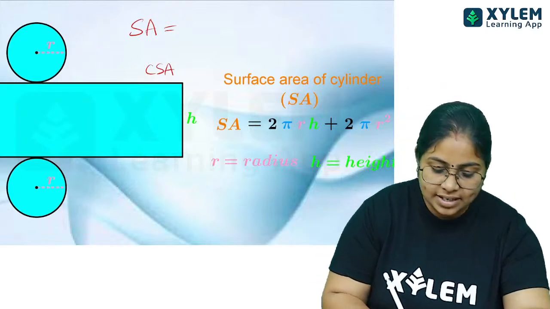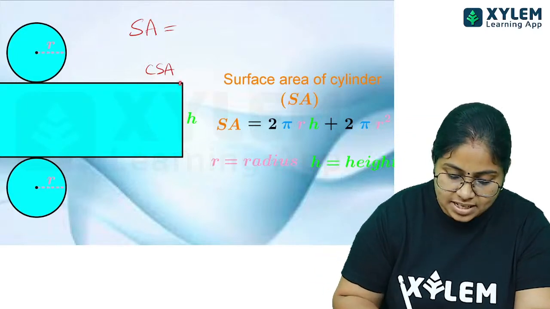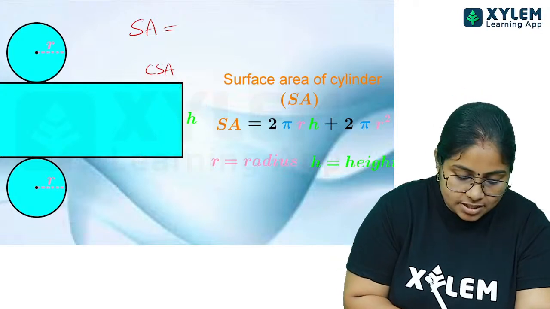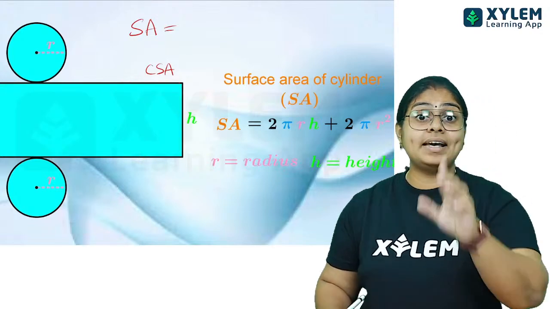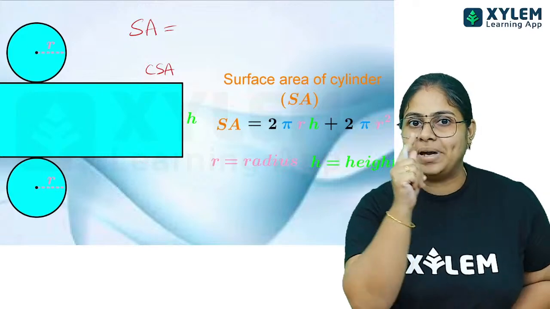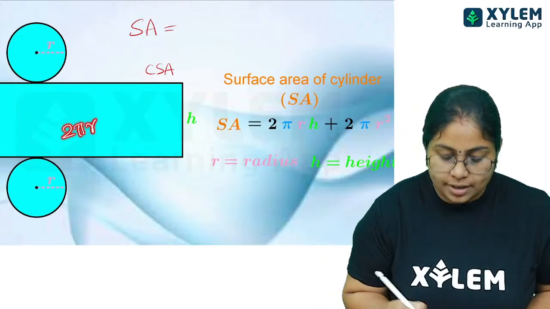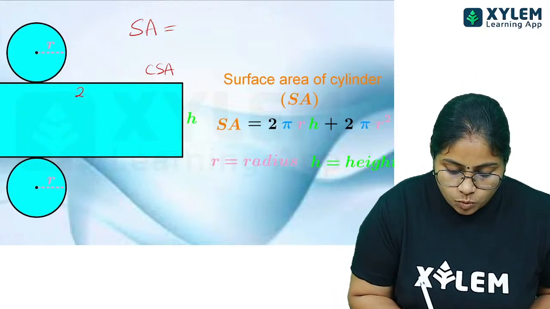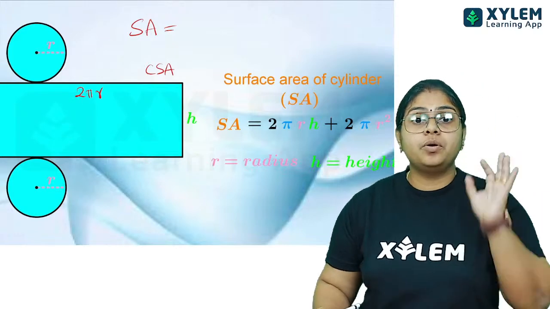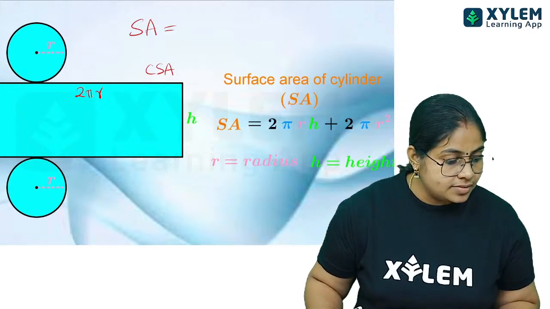Now see children, its height, that is its breadth, is h, and what will be the length? The length will be the perimeter of the circle. And what is the perimeter of a circle? It is 2 pi r, right? Yes, it is 2 pi r. Now, how could you find out the CSA, curved surface area?